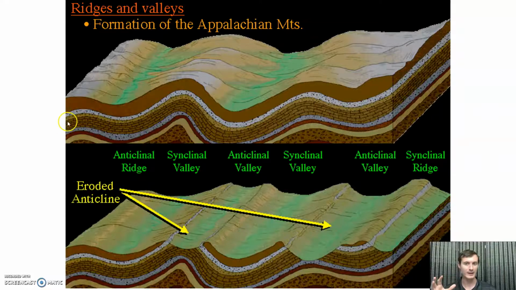We have these parallel layers that have been folded into these anticline-syncline pairs, right? Anticline, syncline, anticline, syncline. But because of the erosional pattern, you have some anticlines that form ridges and synclines that form valleys, as you would expect. But because of the erosion in other places, you can have an anticlinal valley or a synclinal ridge. In other words, anticline does not mean ridge or mountain range. Syncline does not mean valley.